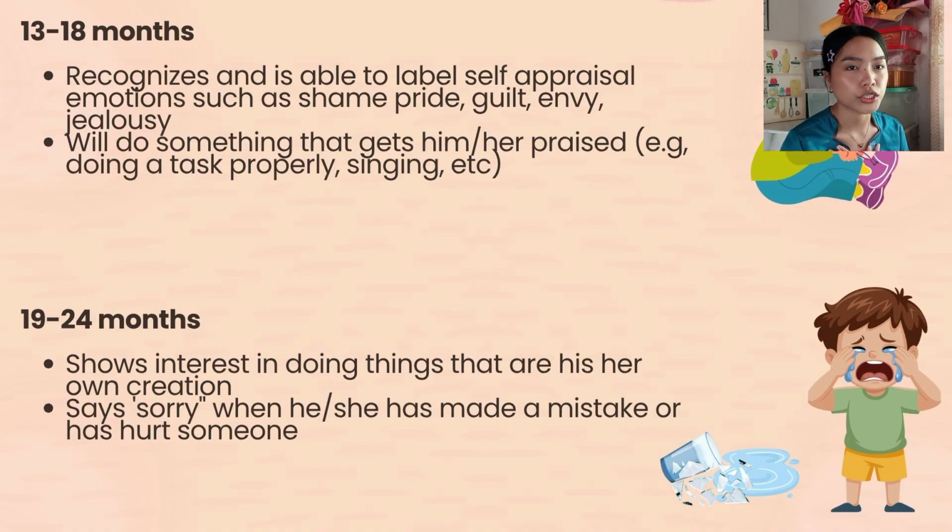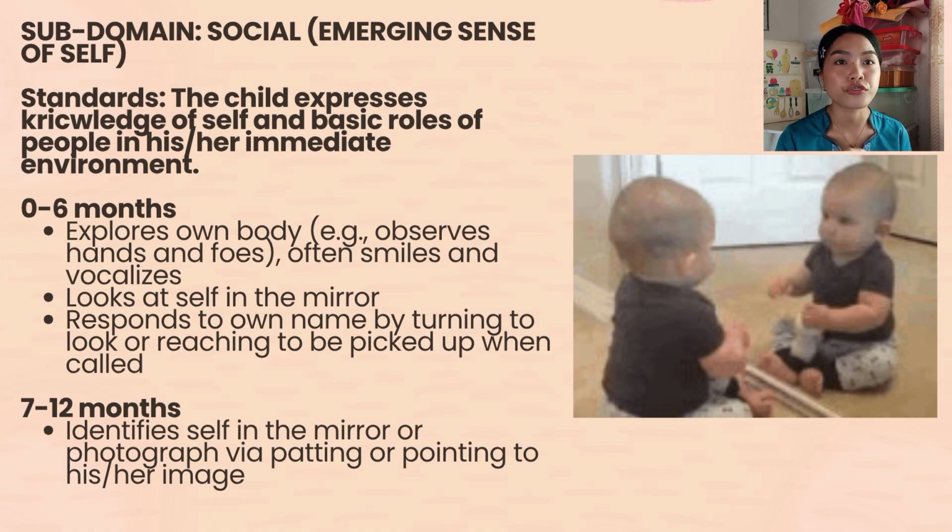Okay, now let us proceed with this one. Subdomain: social, emerging sense of self. So the child expresses knowledge of self and basic roles of people in her immediate environment. So 0 to 6 months, explores own body. Example, observes hands and toes, often smiles and vocalizes. Looks at self in the mirror and responds to own name by turning to look or reaching to be picked up when called.